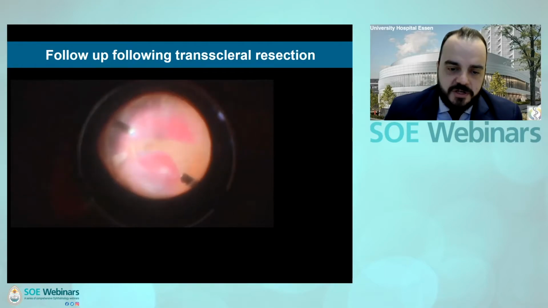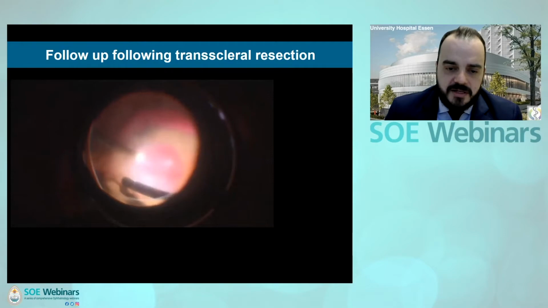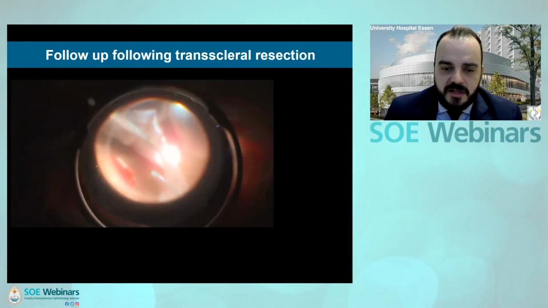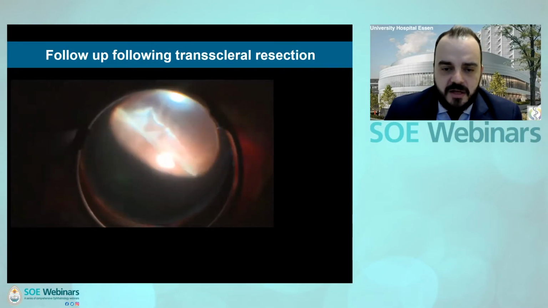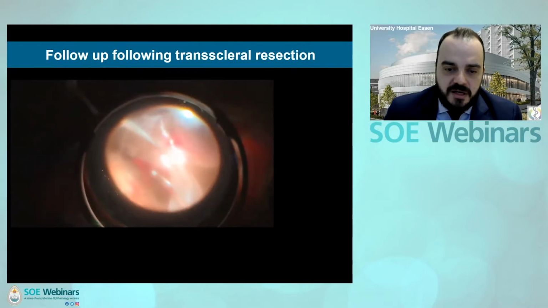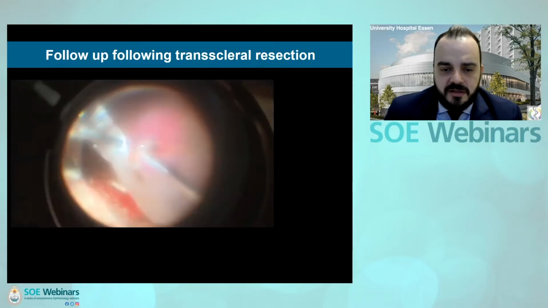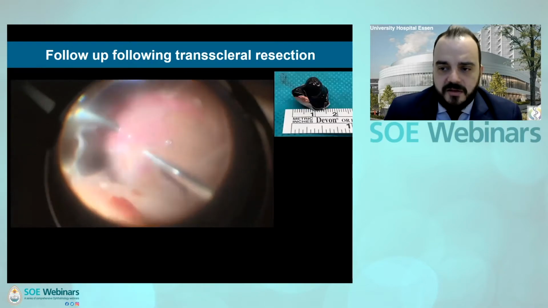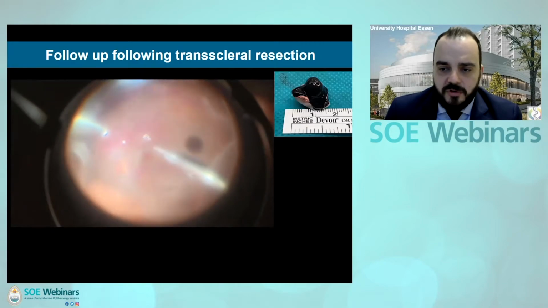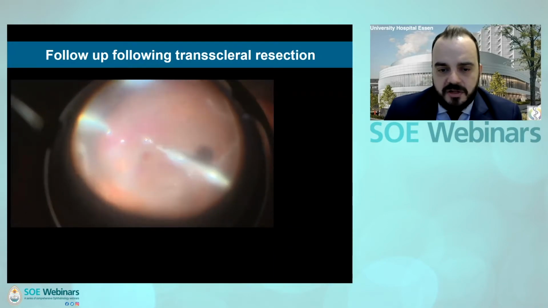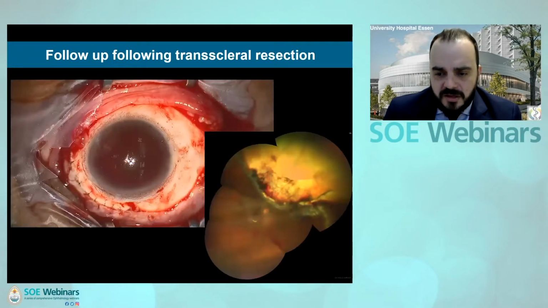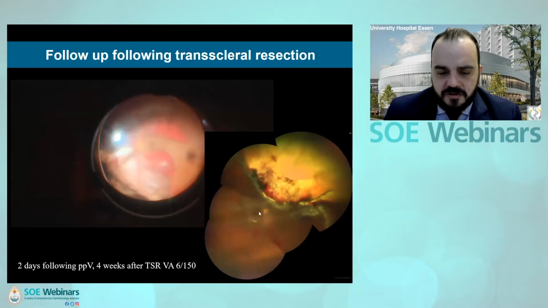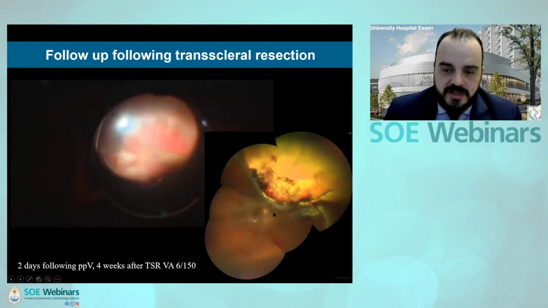Here is the infiltration of the vitreous of the retina, as well as working subretinally to remove the subretinal blood, and then we proceed with heavy liquid, laser all the way around, and silicone oil. And this was the tumor we removed from this eye, and that's how it looks a couple of weeks afterwards. Sorry, this is 2 days following the second surgery with an attached retina.